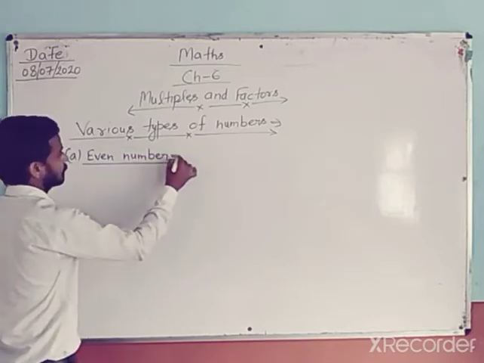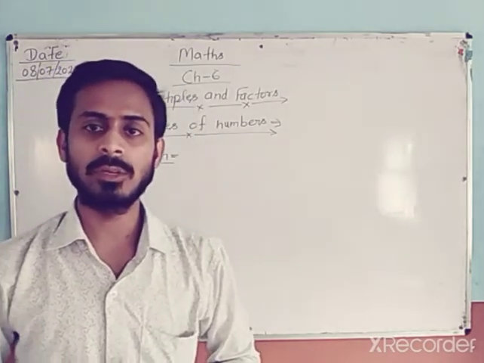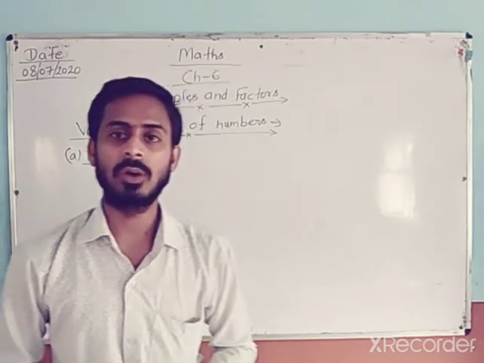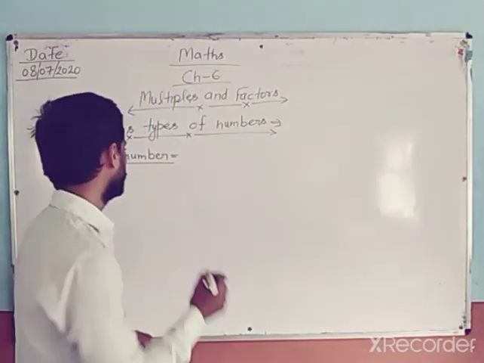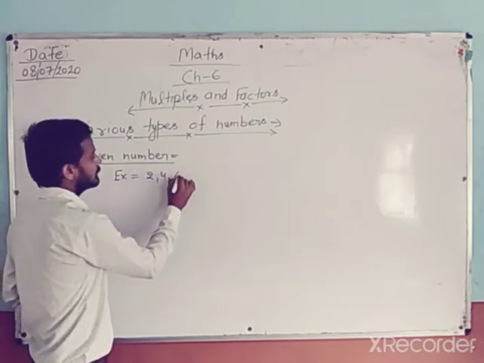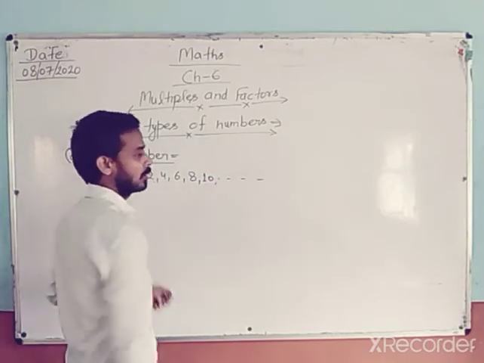Even number. The whole number which is exactly divisible by 2 without leaving any remainder, then the number is called even numbers. Example: 2, 4, 6, 8, 10 and so on.